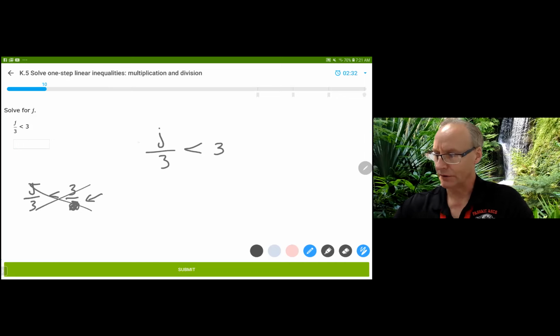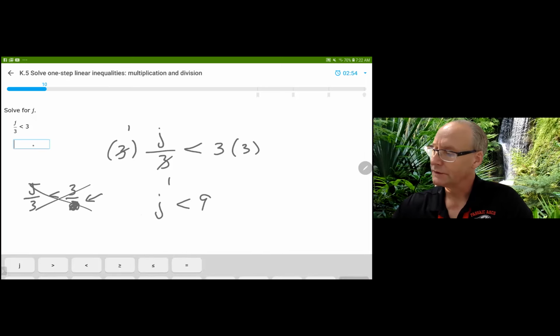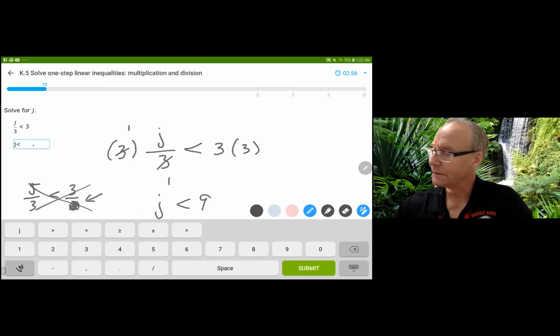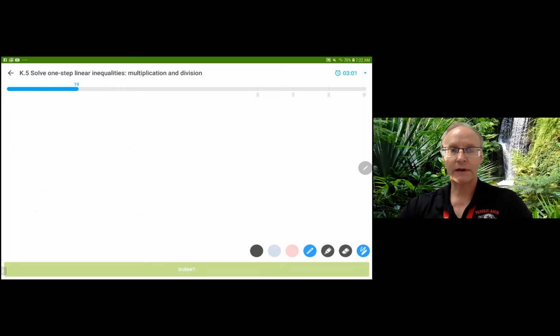What we want to do is multiply by 3. And if you like, that's 3 over 1. And we end up with j is less than 9. And again, a good way to test it is to try a number that's less than 9, like 0. And sure enough, 0 is less than 3. 0 divided by 3 is just 0. And it's good to go. So j is less than 9. There we go. Now, the one problem that you're going to run into is when you're dealing with negatives.